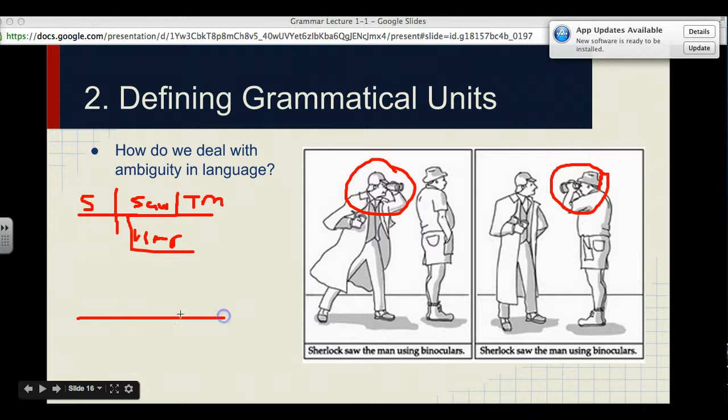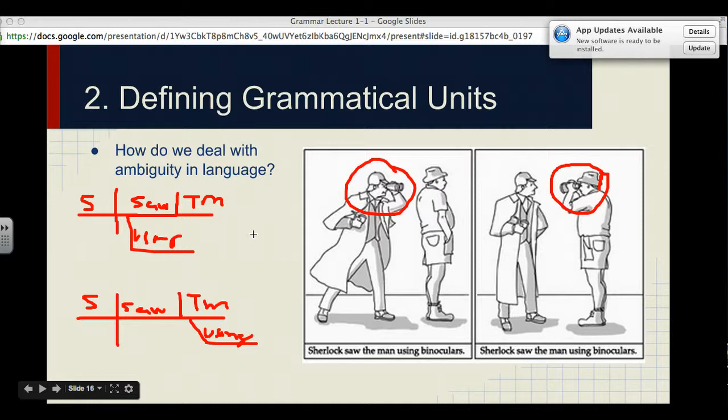Now, the other way that we could interpret this sentence is we still have Sherlock as the subject. He is still doing the seeing. Over here, the man is still the object. But instead of using binoculars functioning adverbially, describing how Sherlock saw him, it could be over here describing the man, answering the question, which man? The man using binoculars. So Sherlock saw the man who is using binoculars, as opposed to he himself saw the man using the binoculars that he had around his neck. So this is an example of how semantics would come into play when we're talking about language, especially when we start talking about ambiguous language.